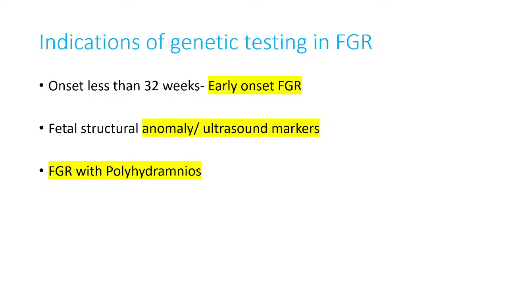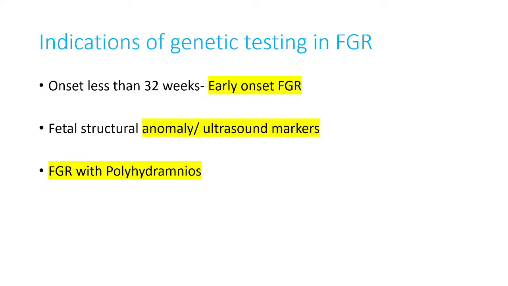Genetic testing should not be done for all cases of FGR. It is to be done when the gestational age is less than 32 weeks, that means early onset FGR. Early onset FGR is mostly related to genetic abnormality or infection, or if there is any fetal structural anomaly or any ultrasound soft markers. Soft markers are certain anatomical changes in the fetus which are not themselves an anomaly, but increase the risk of anomalies or aneuploidies.